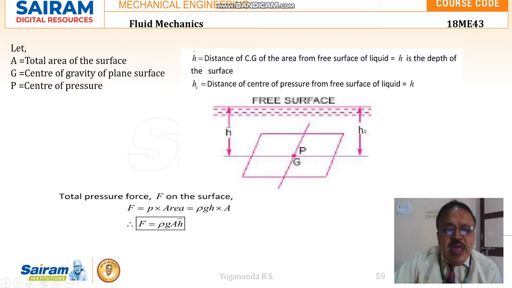Now the total pressure force acting on the surface, F, is total pressure multiplied by area. We know that pressure is equal to force by area, so force is equal to pressure into area. So the total pressure force F is equal to pressure into area. From the hydrostatic law, P is equal to rho G H, and A is the area of the body submerged inside the liquid. Now H and H bar are both the same. So F is equal to rho G into A into H bar.